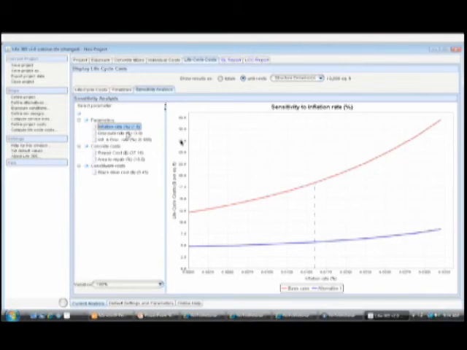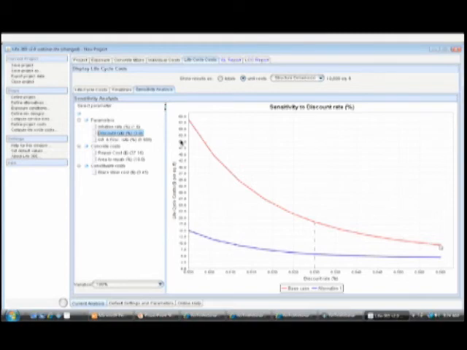Same thing with the discount rate. For very high discount rates, you'll see alternative one is still less than the base case. For very low discount rates, it's still lower. So our takeaway is we don't really know what the discount rate is going to be over the life of the structure. But given these changes, alternative one is still life cycle cost effective.